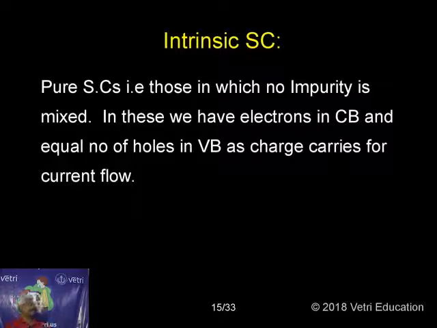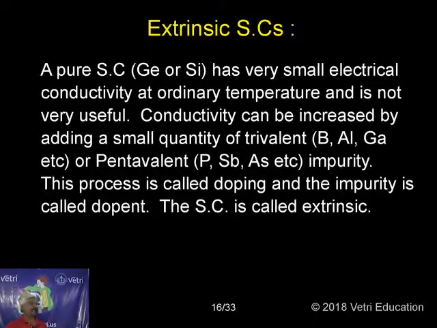An intrinsic semiconductor is pure silicon, in which no impurity is mixed. In this we have electrons in the conduction band and an equal number of holes in the valence band as charge carriers for current flow. A pure semiconductor, germanium or silicon, has very small electrical conductivity at ordinary temperature and is not very useful. Conductivity can be increased by adding a small quantity of trivalent impurity like bismuth, aluminium, gallium, or pentavalent impurity like phosphorus, antimony, arsenic. This process is called doping and the impurity we add is called the dopant.